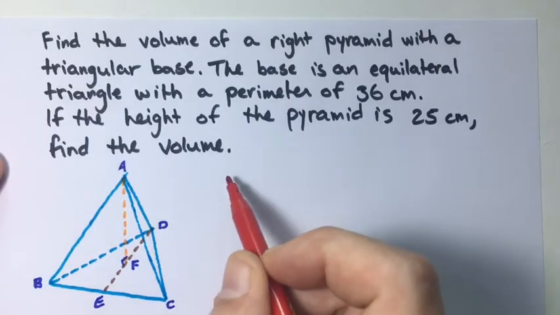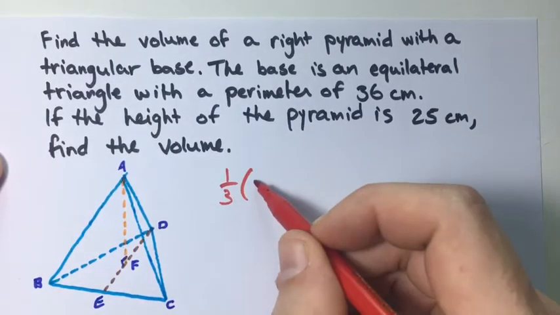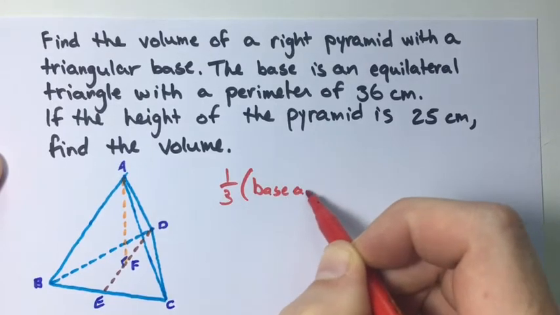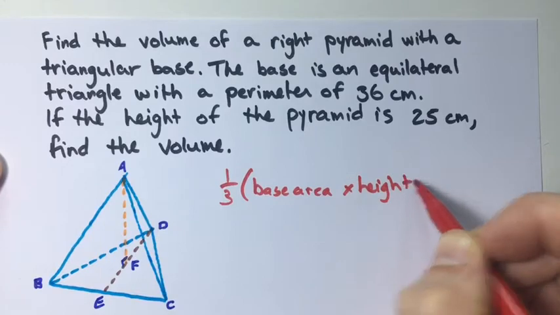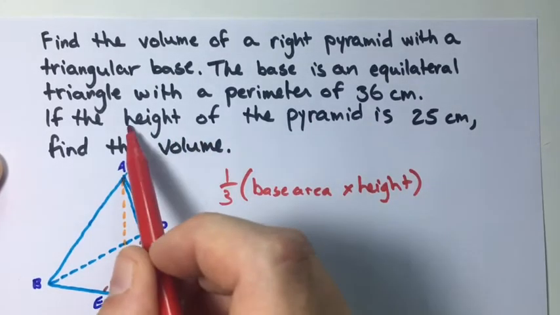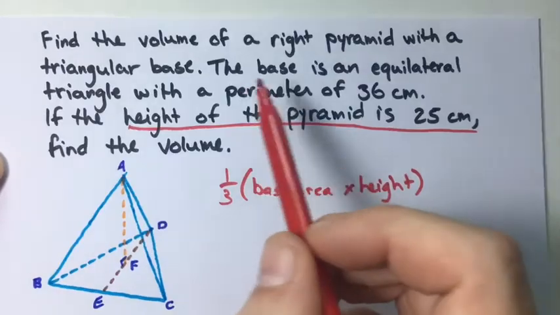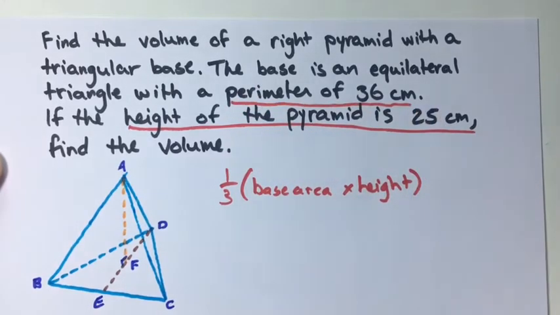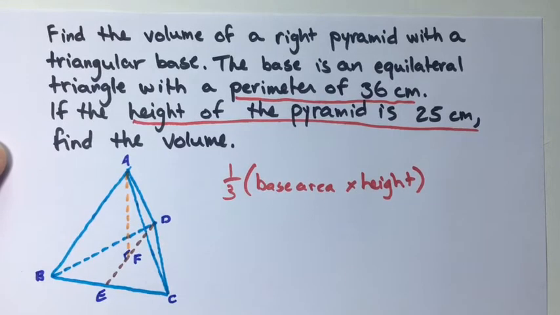So we know the volume of a pyramid is 1/3 times the base area times the height. Well, we know the height is 25 centimeters, but we don't know the base area. What we do know about the base is the perimeter. And from that, we can actually find the area of the base.